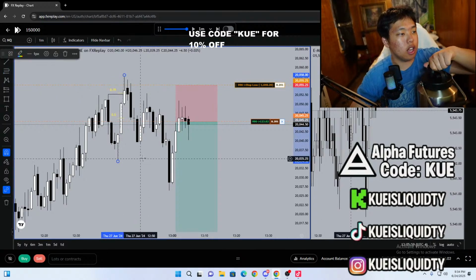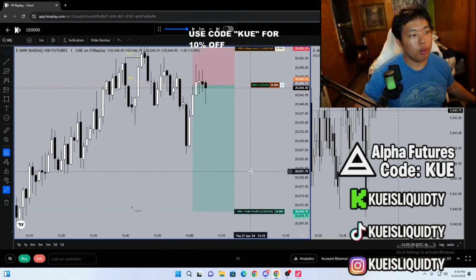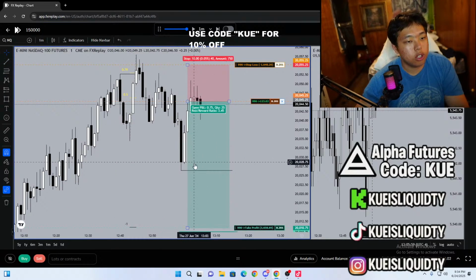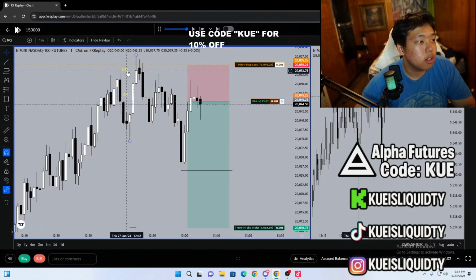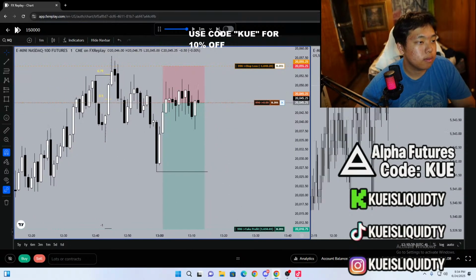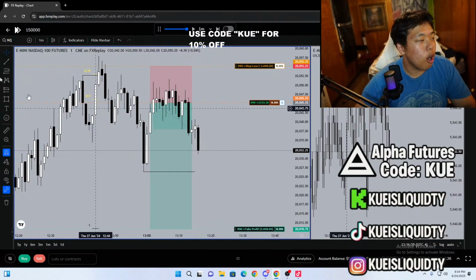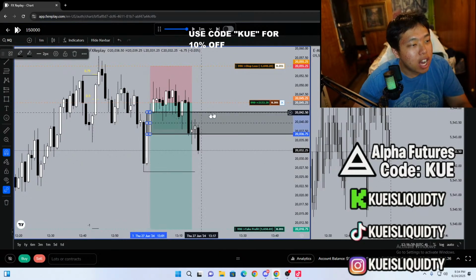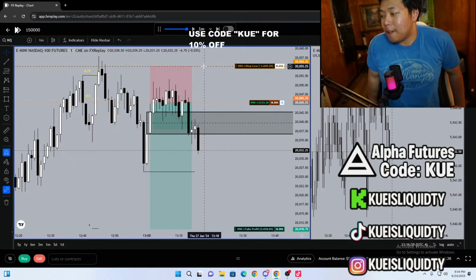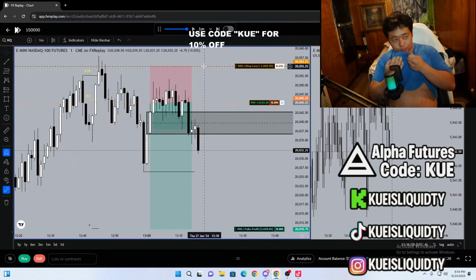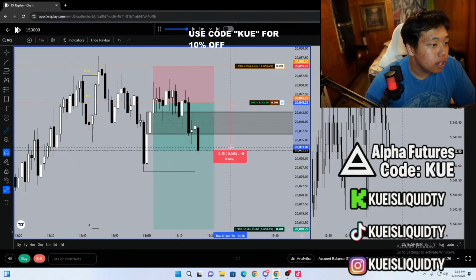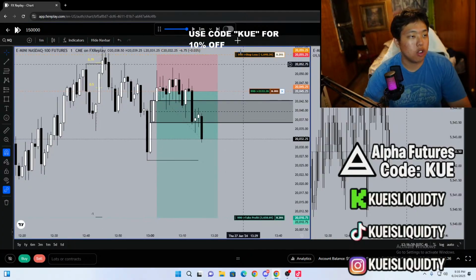Yeah, the standard deviation of this leg, perhaps. Let's see if we can target this low. Perfect. We just inversed this fair value gap. Oh, bet. Now, what are we doing? I mean, technically, we could target this low. That's my target right now.